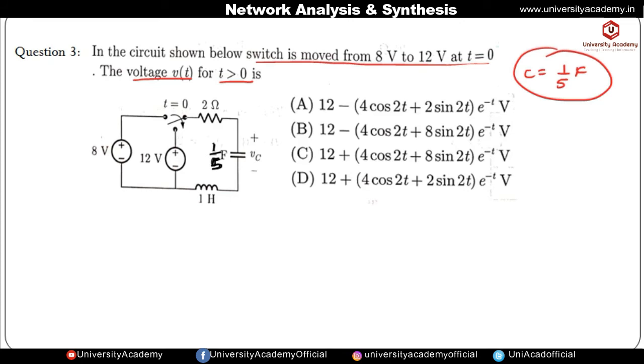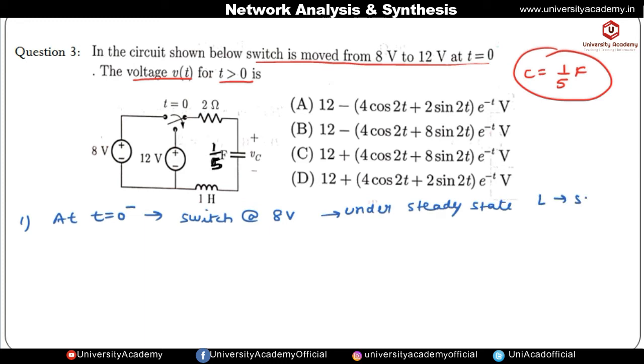Now, the first thing we have to solve is at t equal to 0 negative. It means for t less than 0, this switch is initially connected to the 8 volt voltage source, and the circuit is under the steady state. Under the steady state, I have already told you many times that the inductor will behave as a short circuit and the capacitor will behave as an open circuit.